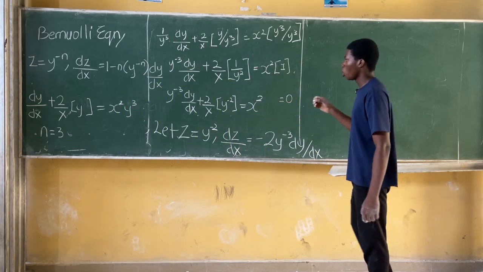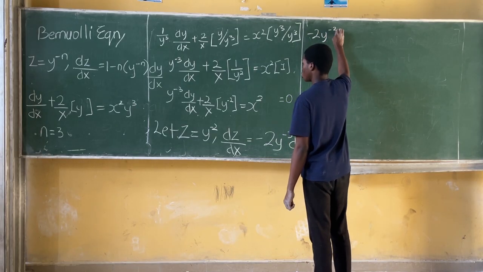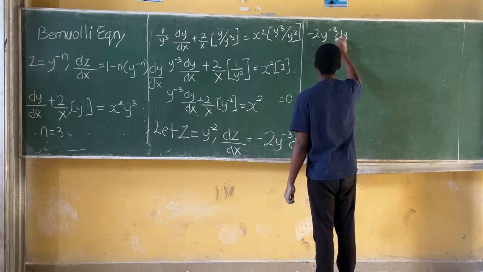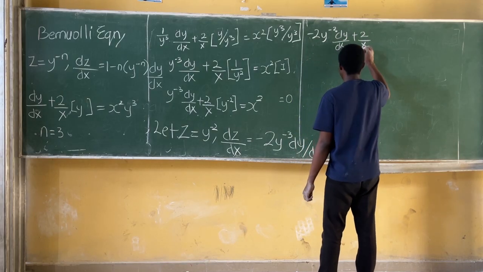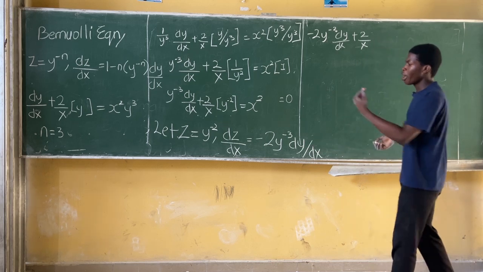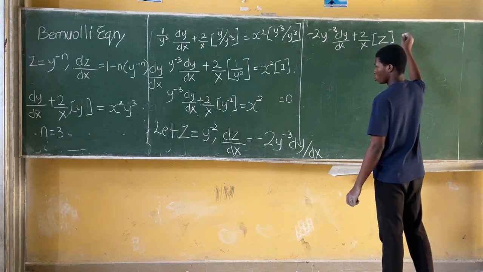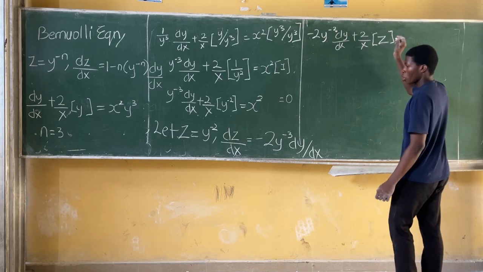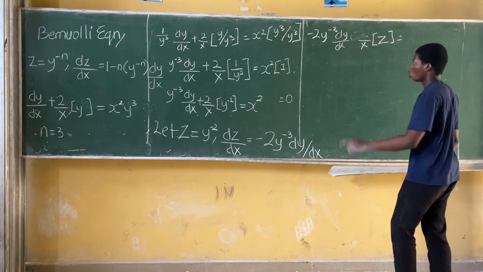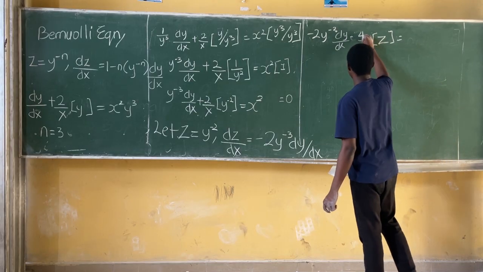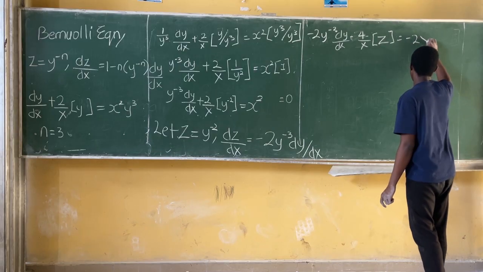Multiplying this whole equation by minus 2 will present us with minus 2y raised to power minus 3 dy over dx plus 2 over x. Let's just simply substitute our y raised to power minus 2, which is equal to z, into the equation. Okay, we now multiply our minus 2. This is going to be minus 2 multiplied by 2, we having minus 4. So minus 2 multiplied by x squared is going to be minus 2x squared.